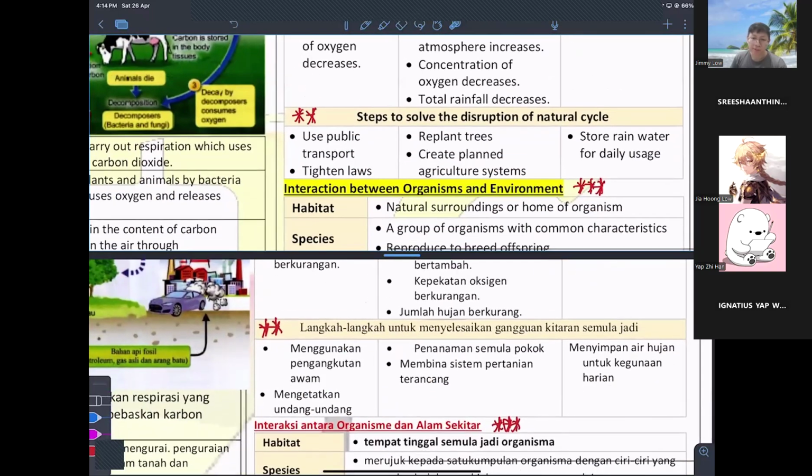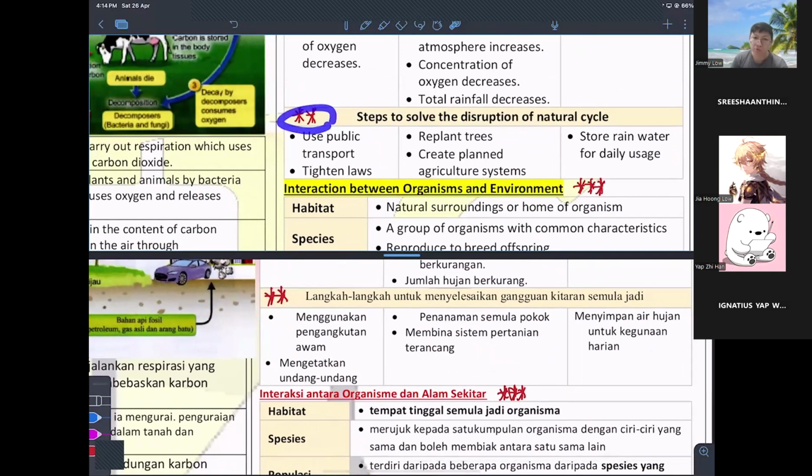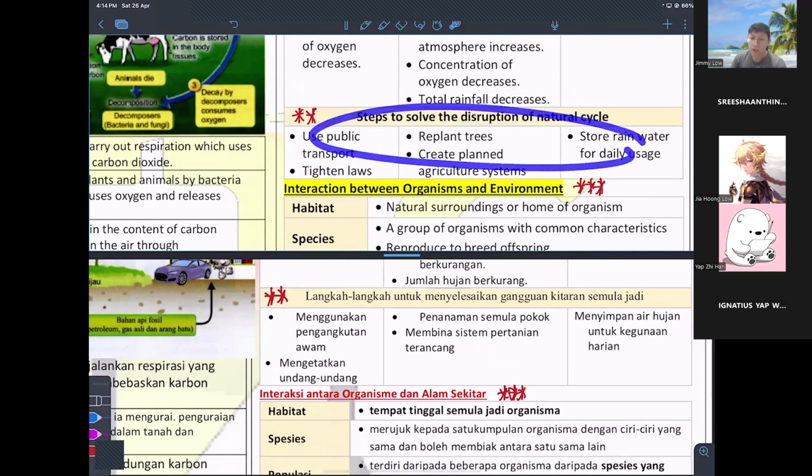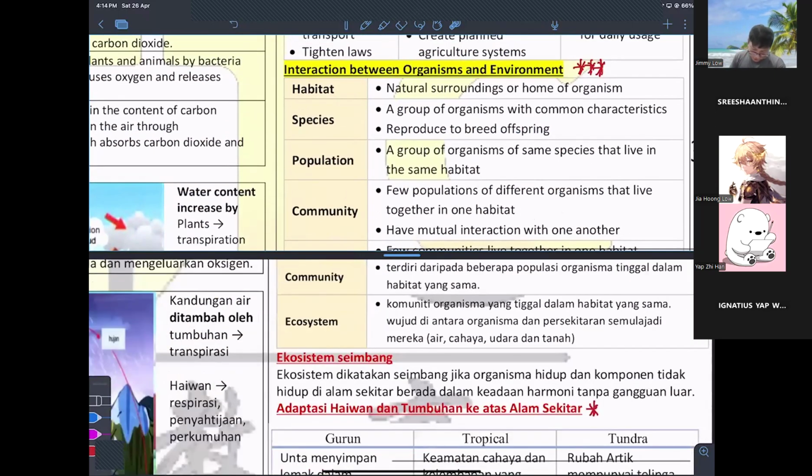Talking about steps to solve the disruption, these are important. I put 2 stars, which means it is in between important and read through. Because you have to know. Actually they are all common sense, but some of the people in the end forgot how to deal with this disruption when it comes to natural cycle. You do something good to preserve or conserve your environment. So this one is quite similar to your chapter 1 actually. So the interaction as well.